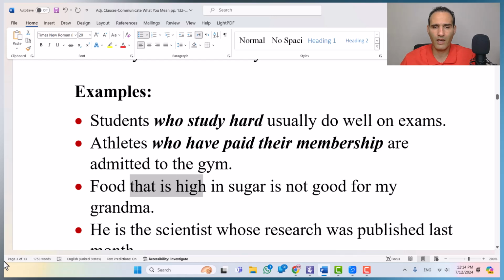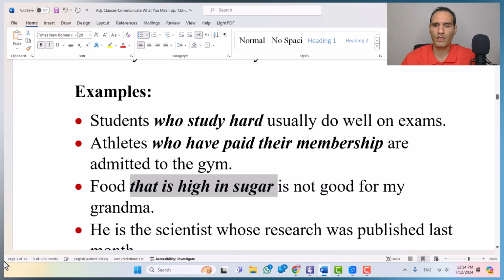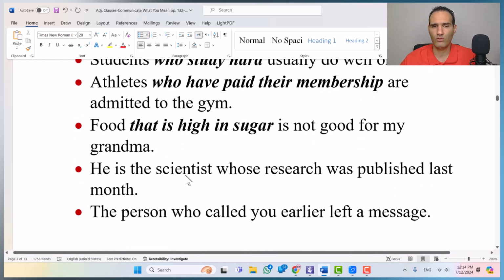Food that is high in sugar is not good for me. So is all food bad for my grandma? No, just the one that is high in sugar. Again, we are selecting a part from a whole.